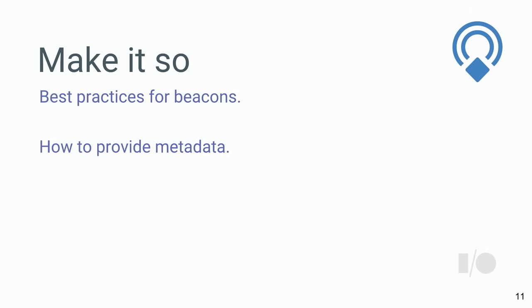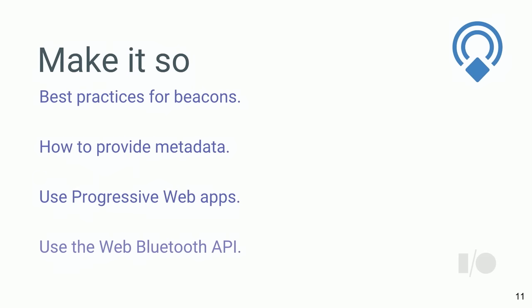But how do you, as a developer, implement a physical web solution? That's what this talk is about. So I'm going to cover several topics. Firstly, how to configure and deploy the beacons in the real world. How to provide the metadata for the notifications that are displayed to the user. How you can use progressive web apps to create native experiences. And then how to use the web Bluetooth API to control physical devices.